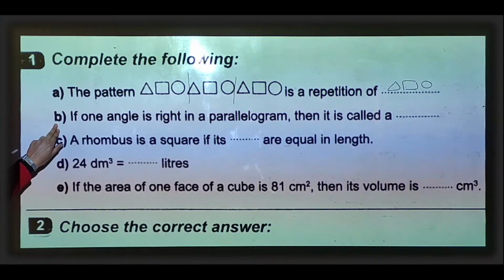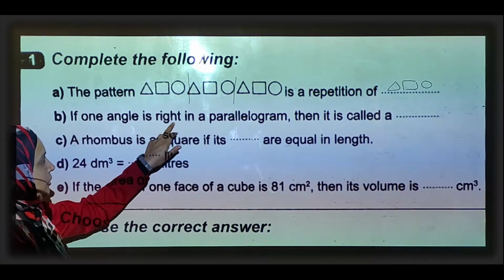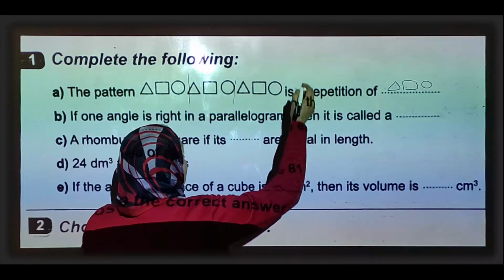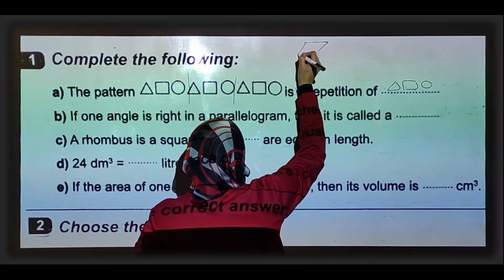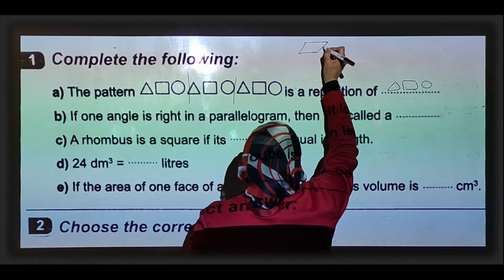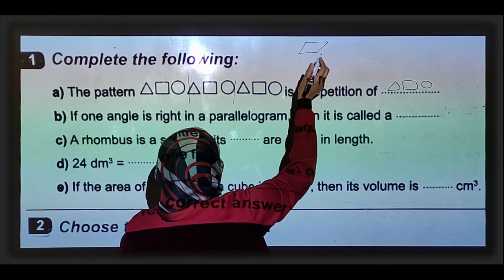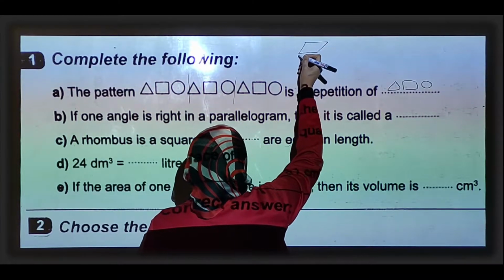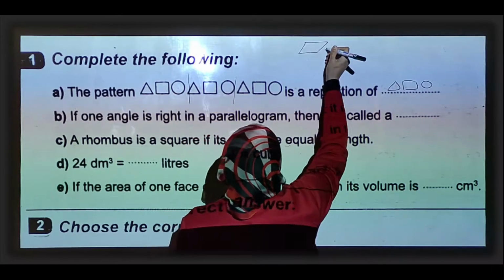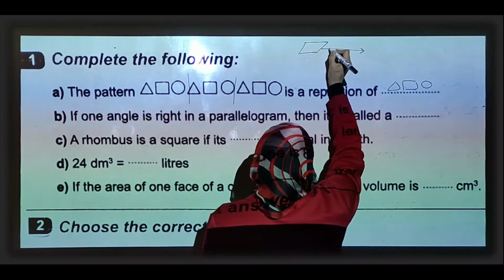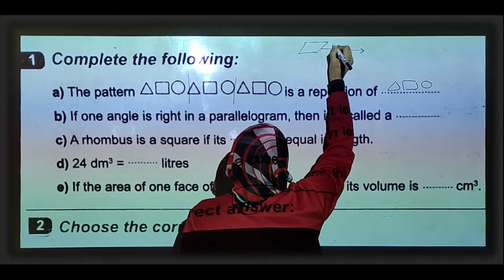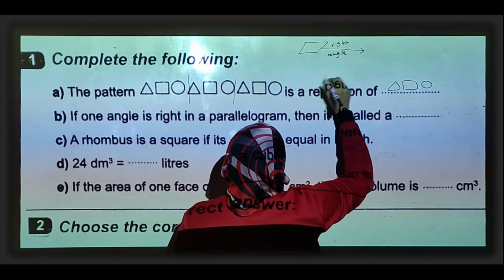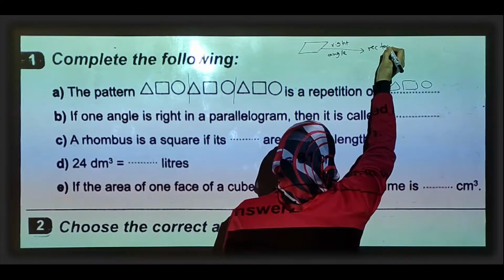Number B, if one angle is right in a parallelogram, then it is called what? The parallelogram has 4 sides. Each 2 opposite sides are parallel and equal in length, and each 2 opposite angles are equal in measure. If one of its angles is a right angle, it becomes what? Rectangle.